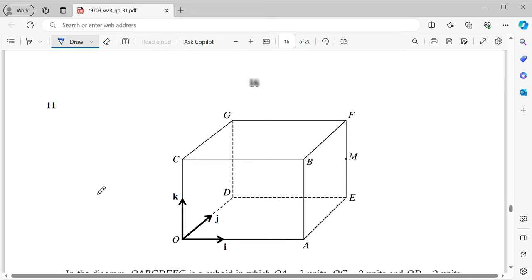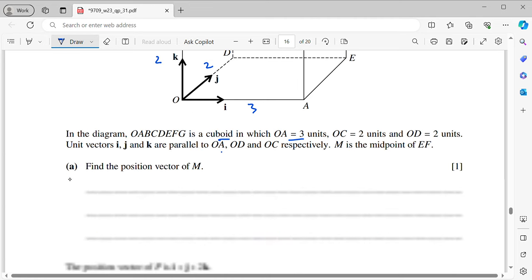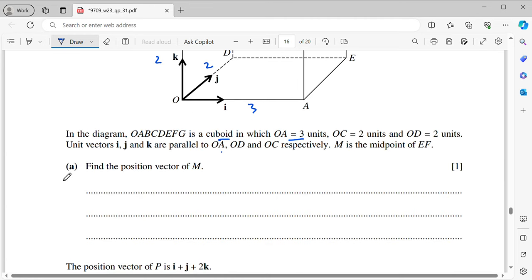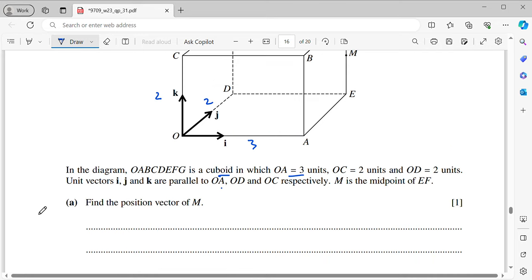Now, question number 11. Given this diagram, so you are given a cuboid in which OA is 3 units, then the OC is 2 units, and then the OD is 2 units. Vectors i, j, k are parallel to OA, OD, and OC respectively. M is the midpoint of EM. Now find the position vector of M. Okay, only one mark.